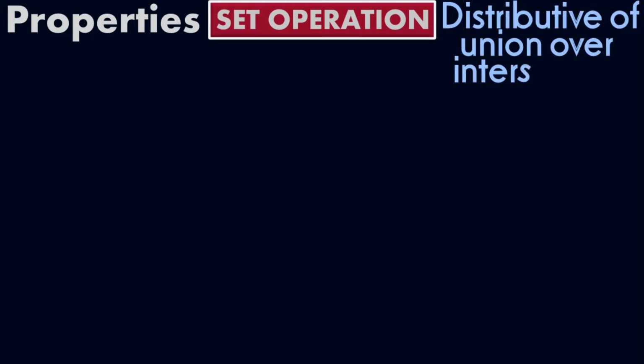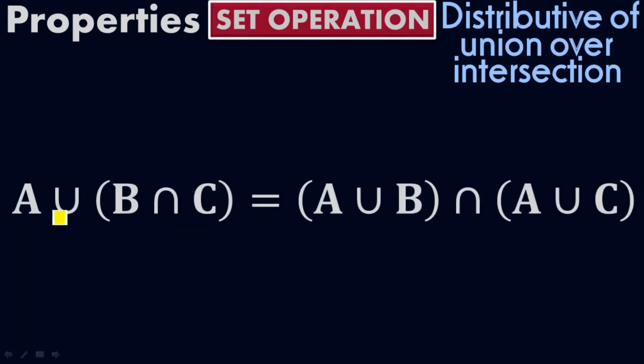We have another property of set operation, which is the distributive property of union over intersection. It involves both union and intersection. The property is A union (B intersection C) equals (A union B) intersection (A union C). This is the distributive property of union over intersection.